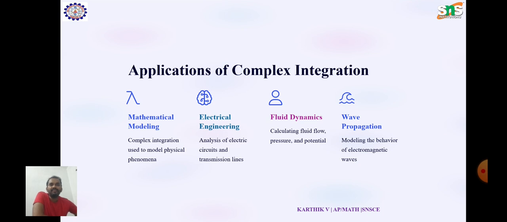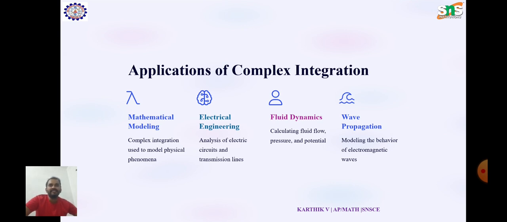Applications of complex integration. Complex integration has a wide range of applications across various fields, including mathematics, physics, engineering, and finance. In physics, complex integration is used in electromagnetism, quantum mechanics, and fluid dynamics. In engineering, complex integration is used in control theory, signal processing, and electrical engineering.